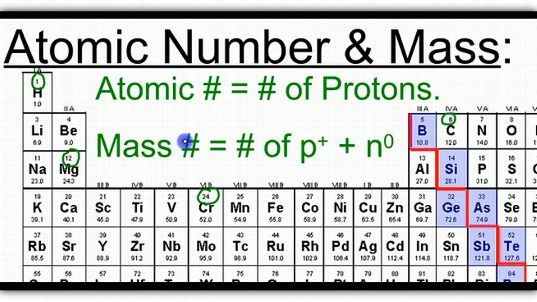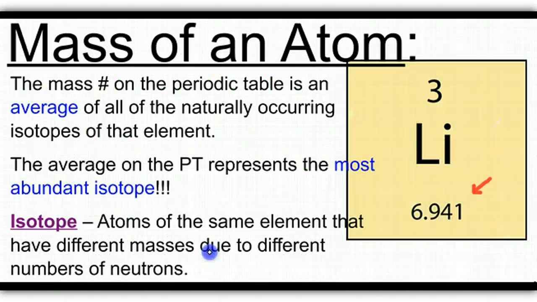The mass number, which cannot be located directly from the periodic table, is the number of protons plus neutrons, which implies that this should be a whole number. You'll notice on our periodic table we're not dealing in whole numbers, we're dealing in decimal places. So these that I'm circling are actually known as the average atomic masses of each of these elements on the periodic table. What is it an average of?